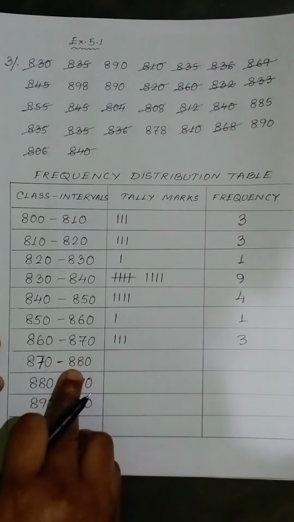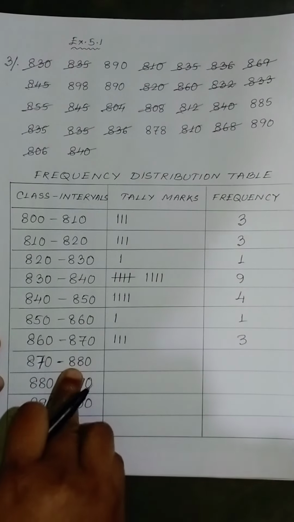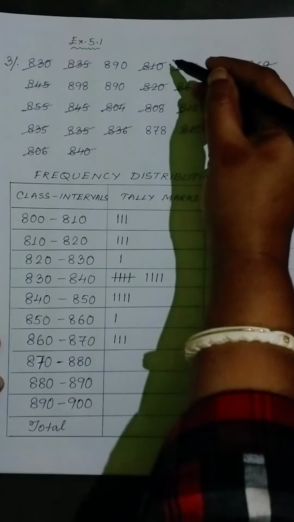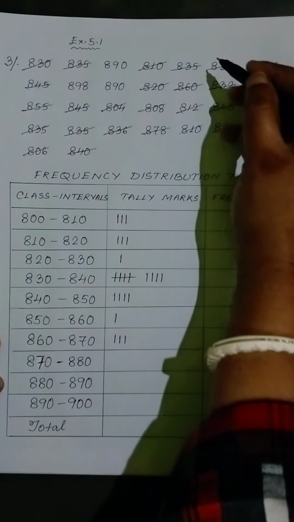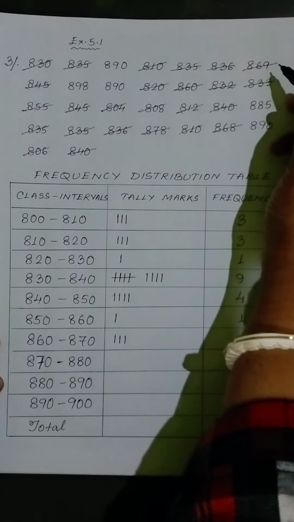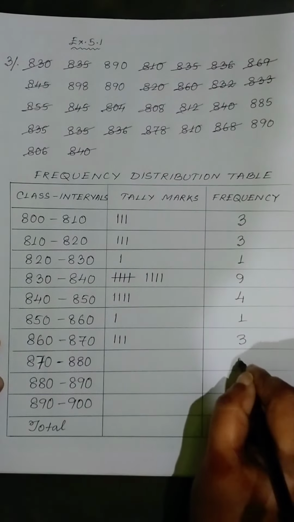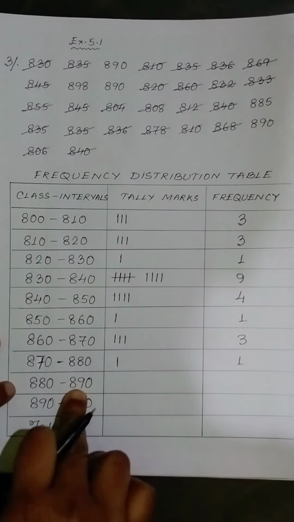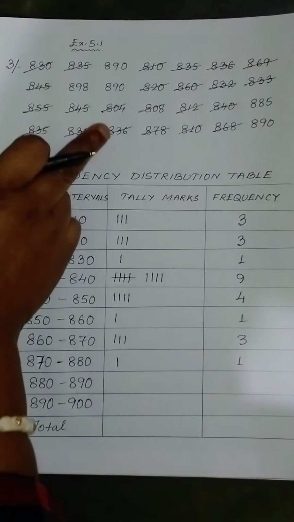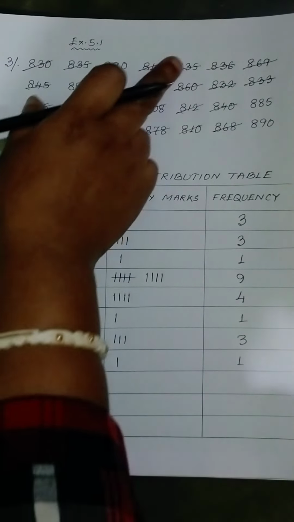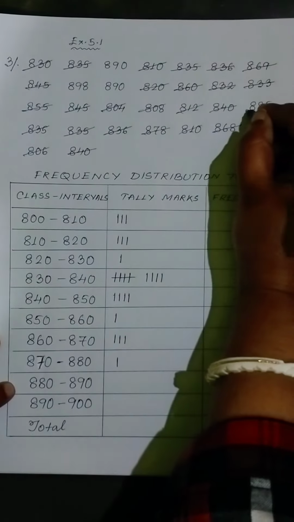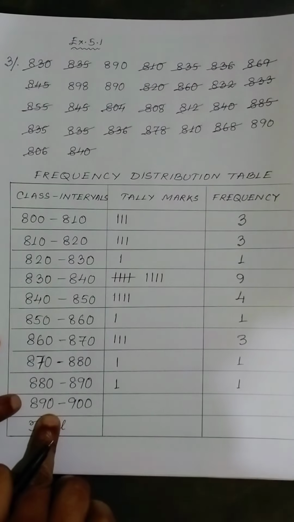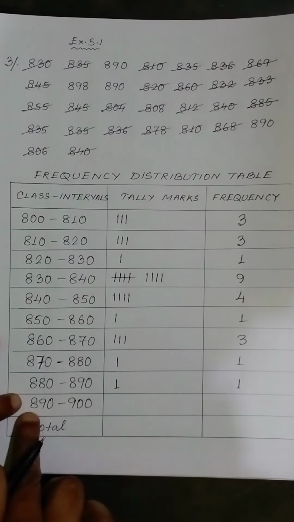Here 870 to 879. 1 thing. Yes, 1. So 1. Got it? 880 to 889. No values. Yes, this one. Only one value. 1. Then this one, 890 to 900, means 890.